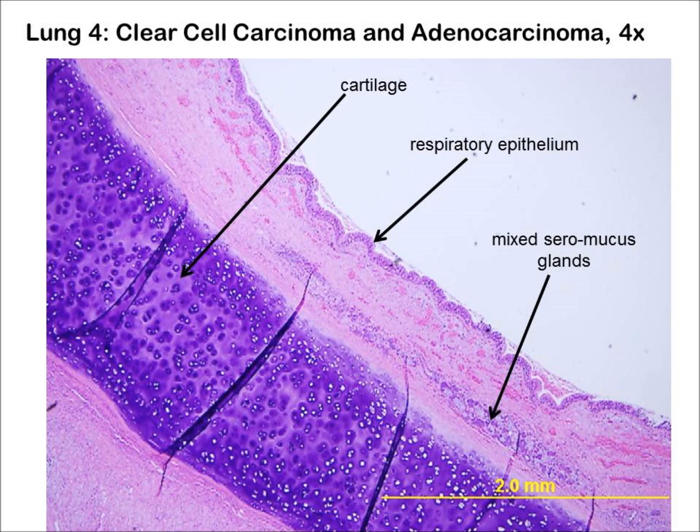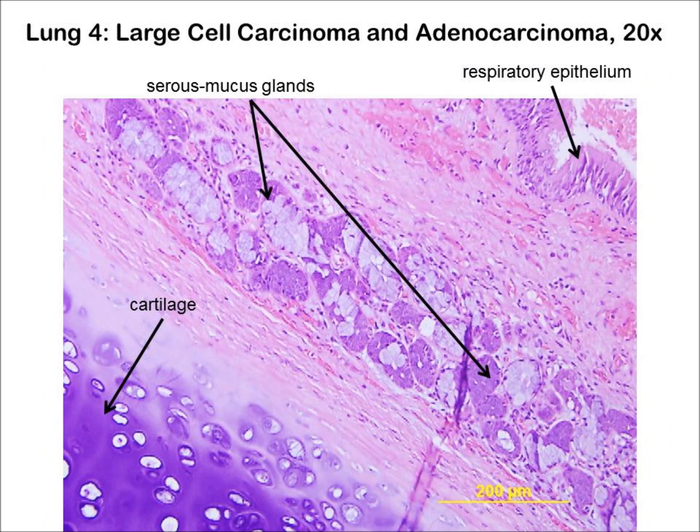Under low magnification, examine the region of the large piece of cartilage. Identify the normal structures that are found in the wall of the bronchus, including the cartilage itself, the respiratory epithelium, and the mixed serous mucus gland.